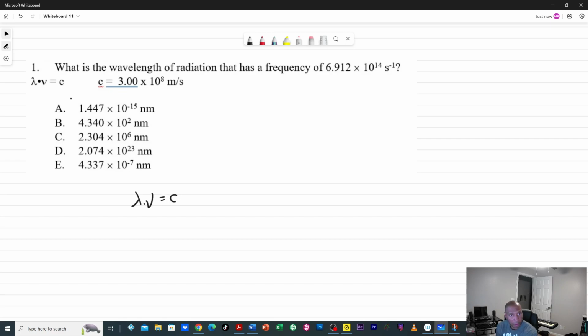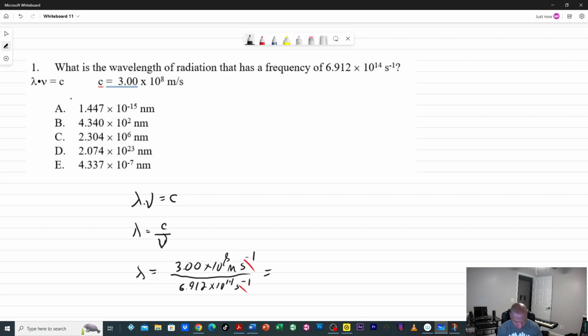I think I'll go ahead and do my algebraic manipulation first. I'm going to say the wavelength is equal to c divided by nu. So the wavelength is equal to 3.00 times 10 to the 8 meters per second divided by the frequency, which is 6.912 times 10 to the 14 reciprocal seconds. Notice I have reciprocal seconds in the numerator and the denominator. They cancel each other out. The only unit I'm left with, of course, is going to be meters.